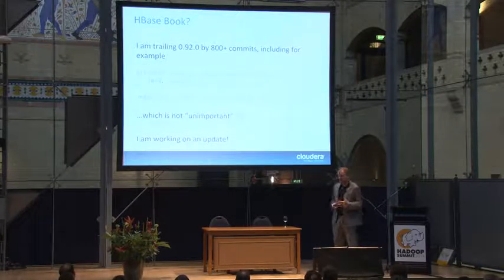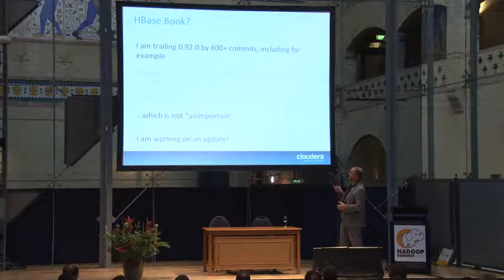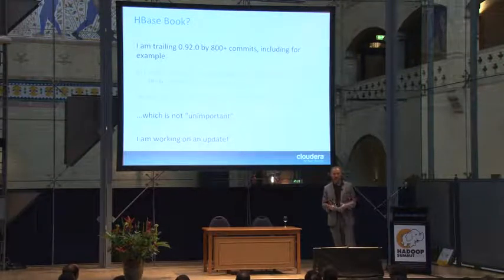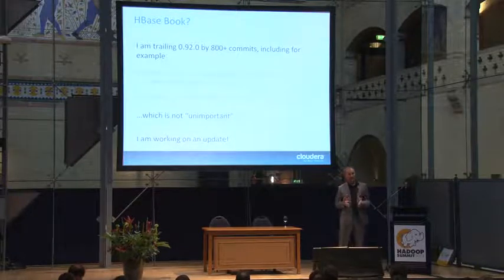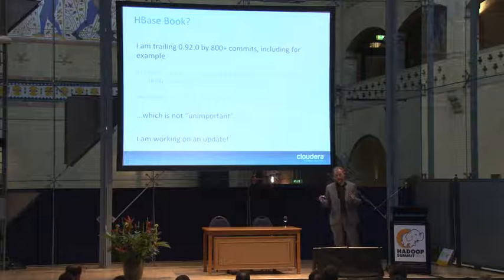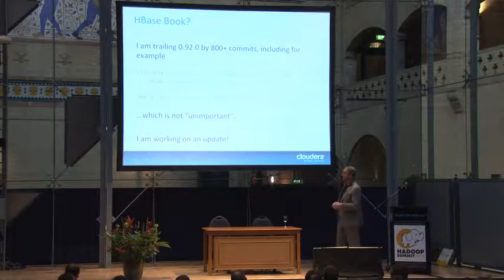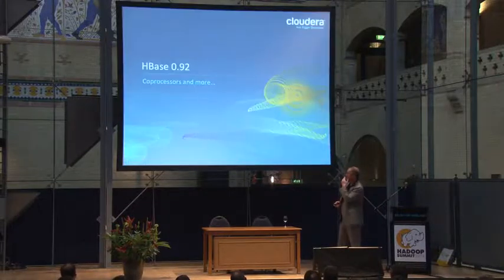So some things in my book aren't really that current anymore. For example, there's one big commit that changes the entire file format. So I'm describing a file format in my book, which is the first file format. We will see this in a second. But in the 92 that came out, you had the choice of two. We would typically opt for the new file format. So it's not unimportant, but I'm working on an update.